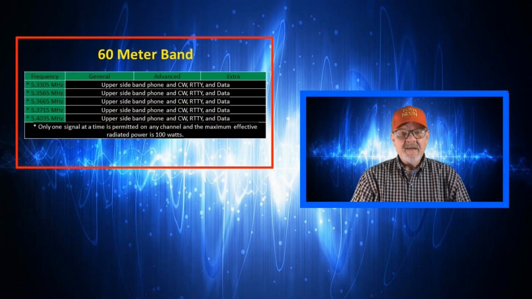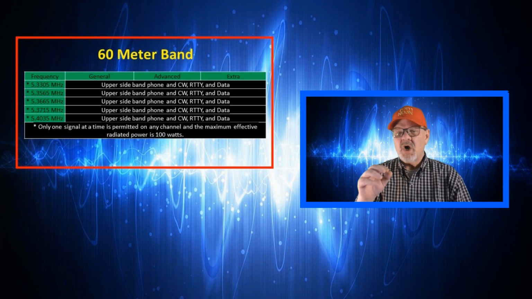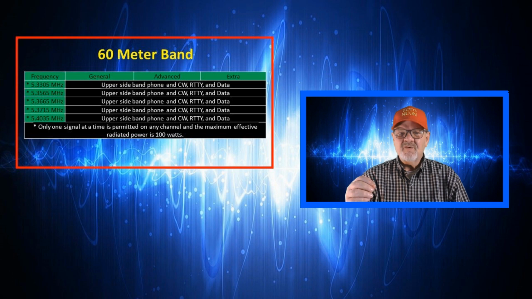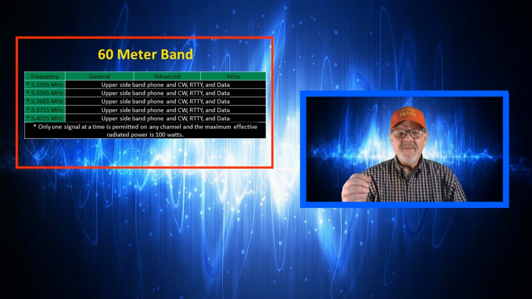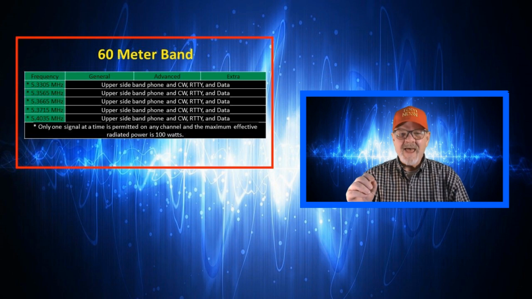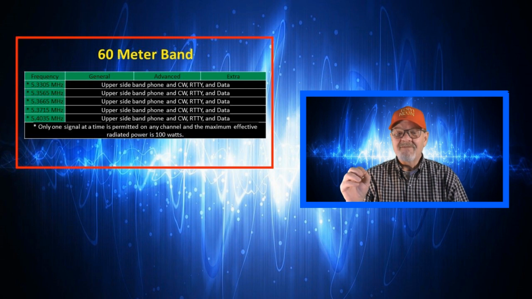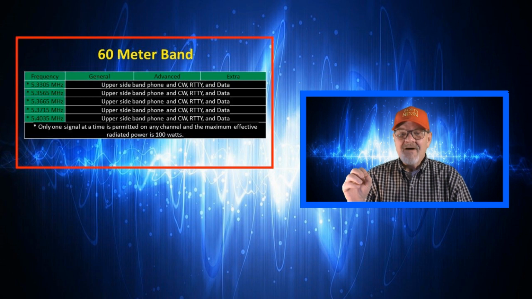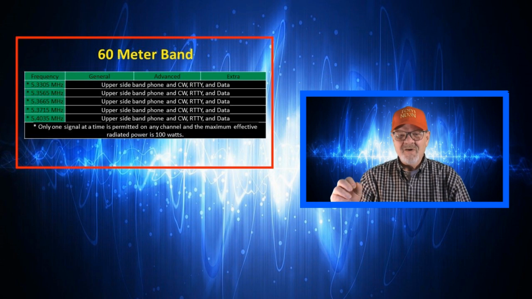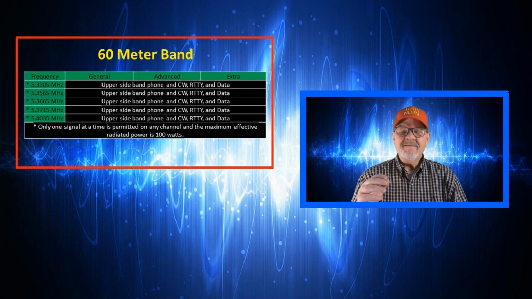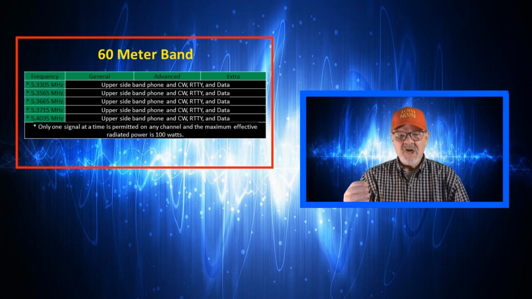The 60 meter band is unusual in that it is the only ham radio band that is channelized. It is available to general class and above operators and consists of 5 channels at 5.3305, 5.3465, 5.3570, 5.3715, and 5.4035 megahertz. Each channel is available for upper sideband phone and CW, RTTY, and data communications.